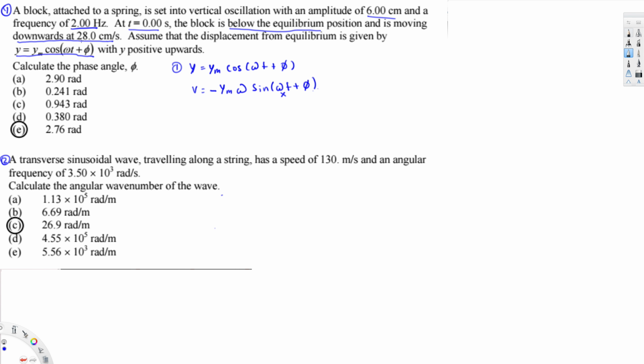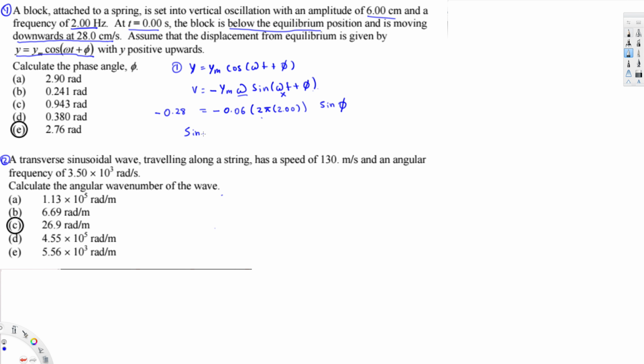And we have this one acting downwards, so it's going to be negative. It's given in centimeters per second, so I have to convert into meters per second: negative 0.28 is equal to negative, and the amplitude is 6 centimeters, which I convert to meters, 0.06. Then we have omega; I can put 2 pi f instead of omega, 2 pi times the frequency, which is 2 hertz. Then we have sine, and the time is 0, so we get rid of that and are left with only phi. So let's rearrange this equation.